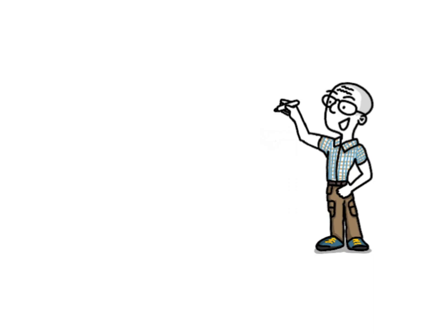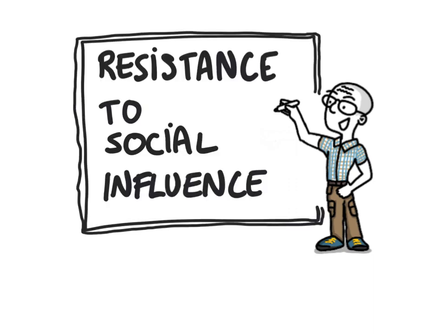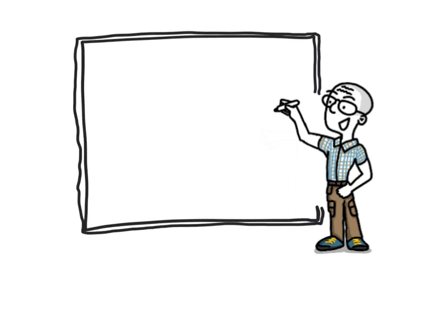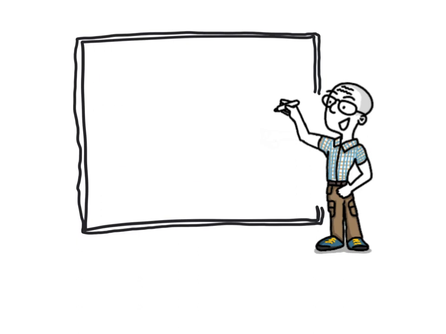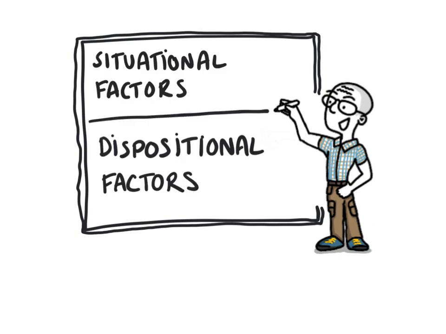In this section, we're going to look at resistance to social influence. We're going to consider how individuals are able to resist the pressure to conform or obey. Our explanations will be divided, as we've done already, into situational factors and dispositional factors.